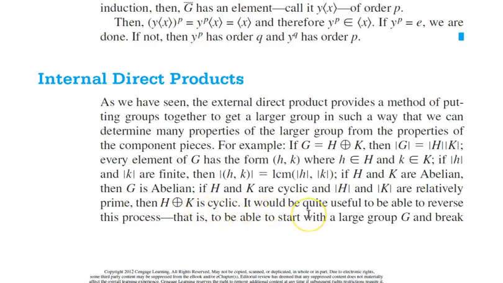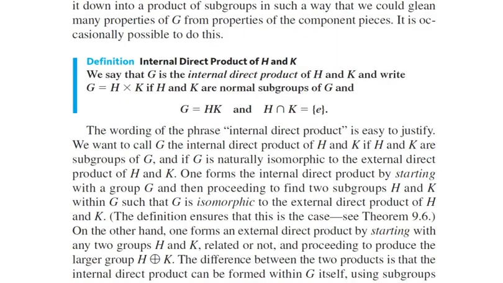It will be quite useful to be able to reverse this process. That is, to be able to start with a large group G and break it down into products of subgroups in such a way that we could glean many properties of G from properties of the component pieces. It is occasionally possible to do this, but not for every group G.